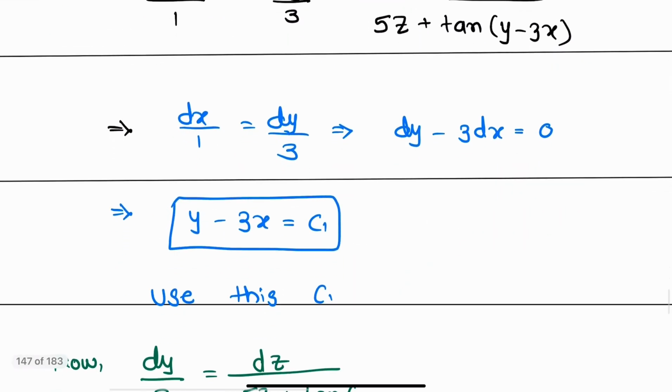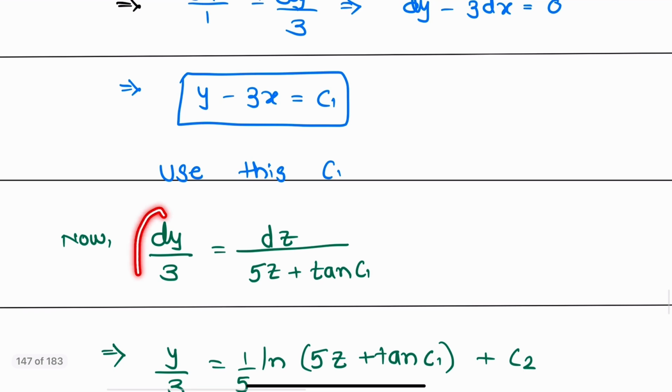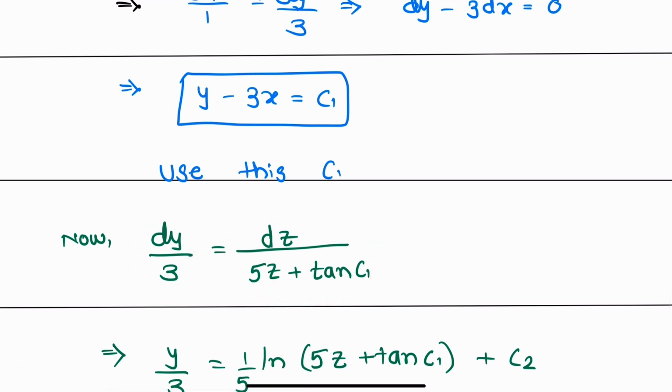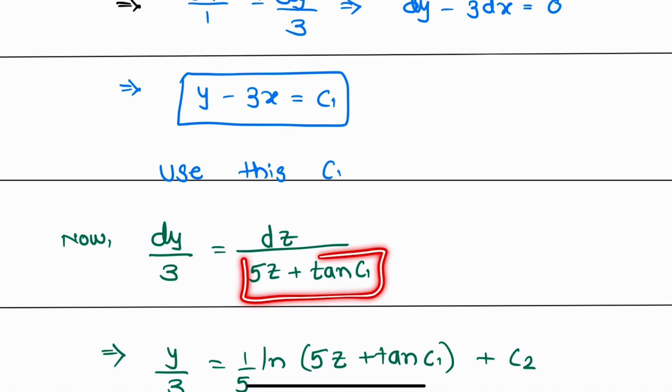let us take the second and third ratio. dy by 3 equals dz by the second ratio, which was 5z plus tan, and here it was y minus 3x. But I have found it as c1. So I replaced y minus 3x with c1. We are left with 5z plus tan c1. Now if you observe, this is entirely a function of z and this is a constant.